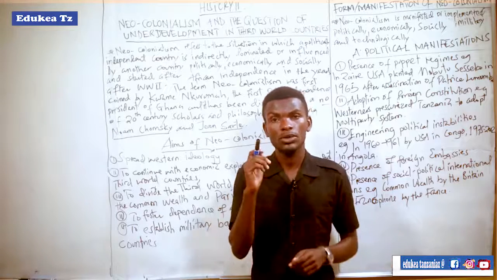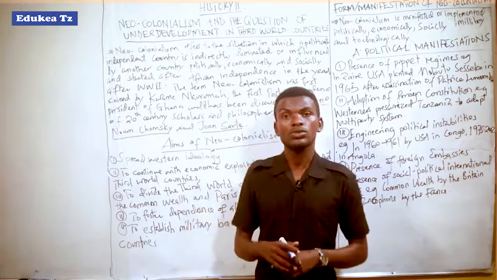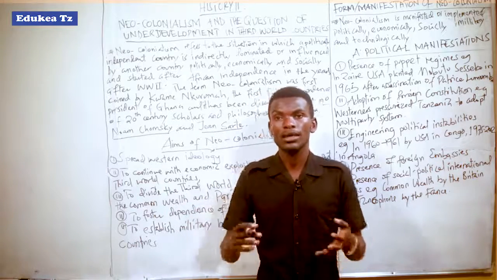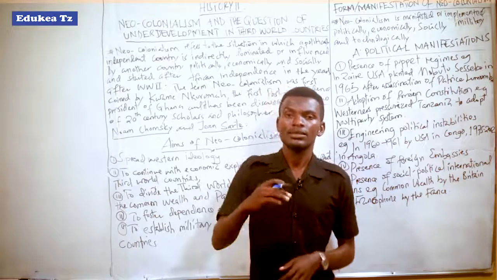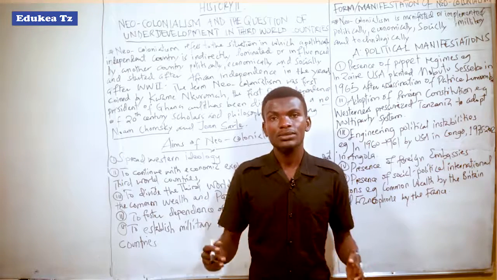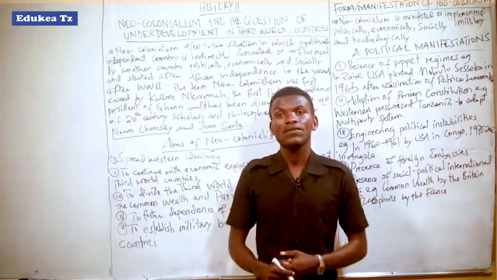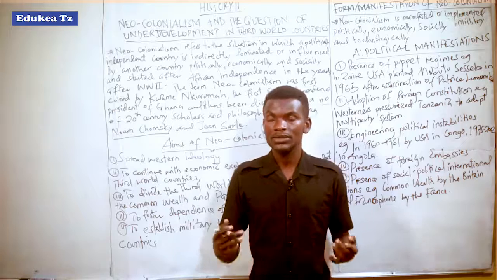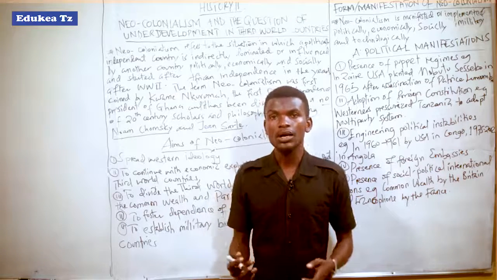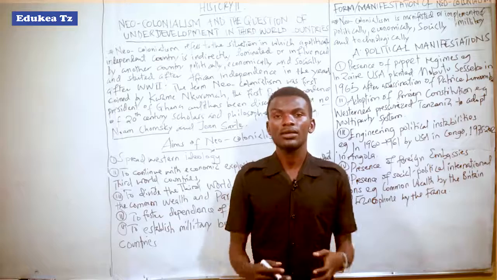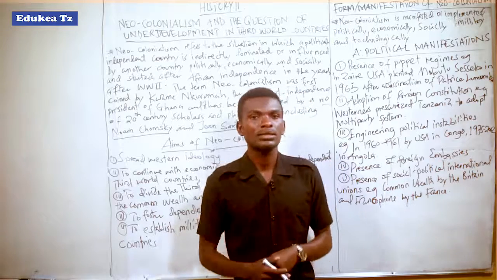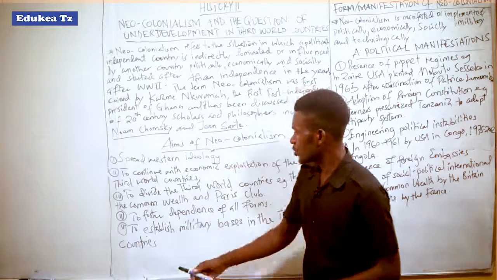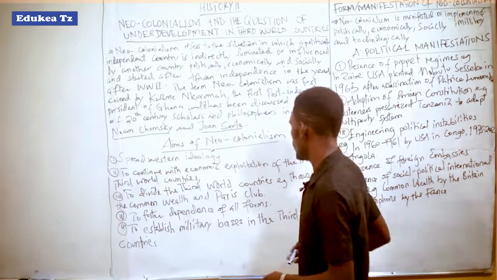We had only a single political party, which was TANU, and that party assisted us to get independence in 1961 under our president Julius Kambarage Nyerere. So after the introduction of new colonialism by the imperialist powers, we were forced to adapt the Western system. And another aim is to establish military bases in the third world countries.